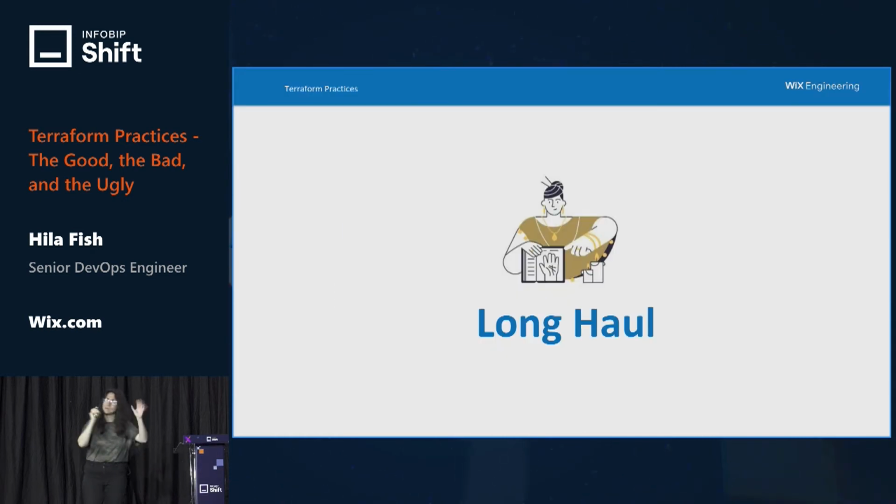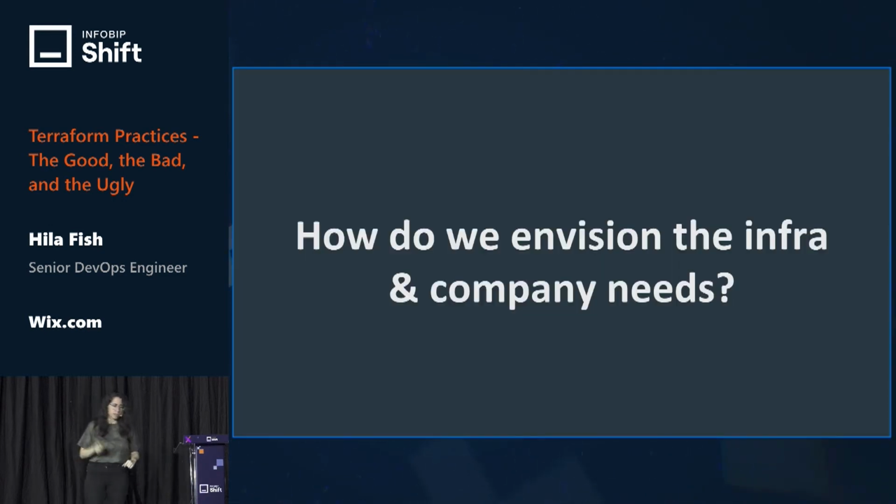Okay, so we talked about quick wins, right? The things that we can achieve in a matter of minutes. We talked about second nature, things that we should think about in our day-to-day in order to work in an efficient way with Terraform. Let's talk about the long haul, things that we should plan ahead when working with Terraform. So for that, I want to ask you this question. How do we envision the infrastructure and the company's needs? Because we should really think things through, and planning ahead will allow you to enable others on their Terraform journey.